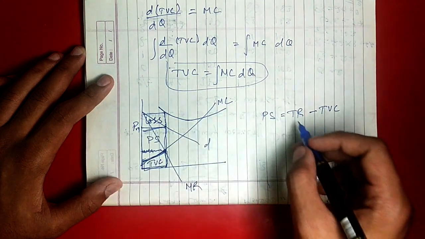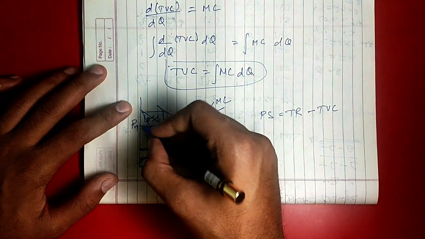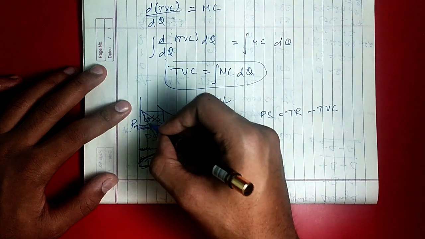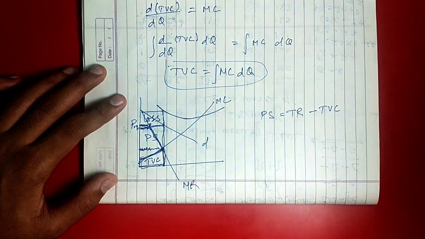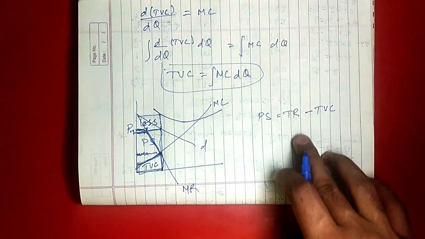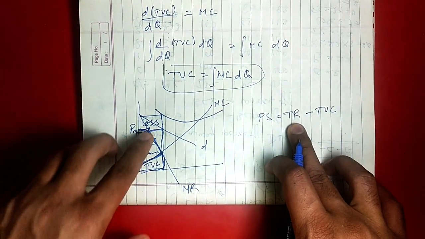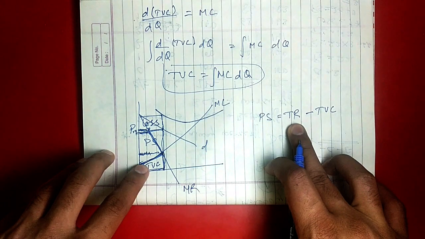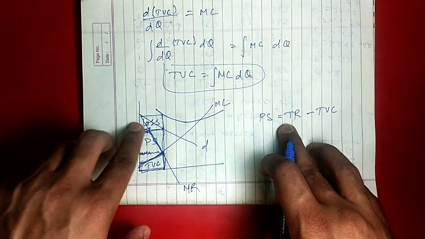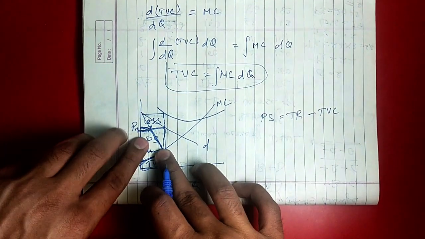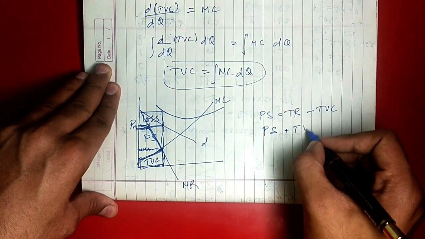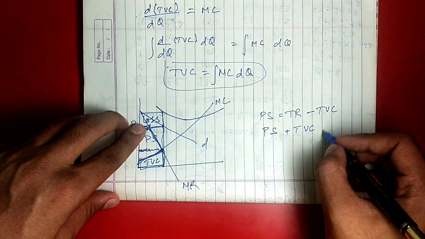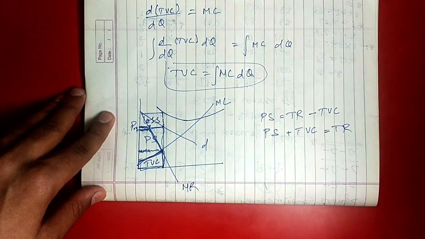So this is the producer surplus, and this whole area is total revenue. So you can easily see that if you subtract TVC from total revenue, you will get producer surplus. Or you can see it in this manner: if we add producer surplus plus TVC, you get the whole area, which is total revenue, right?